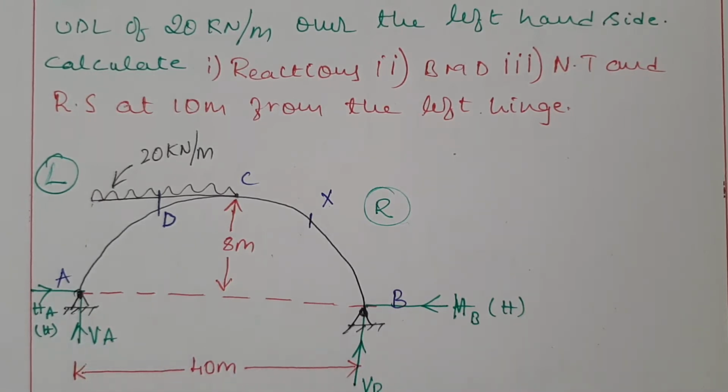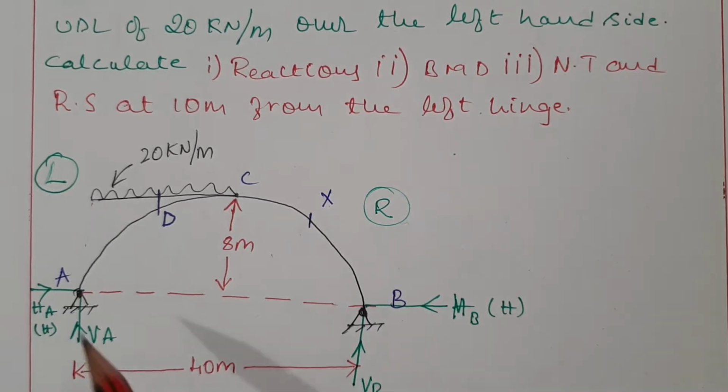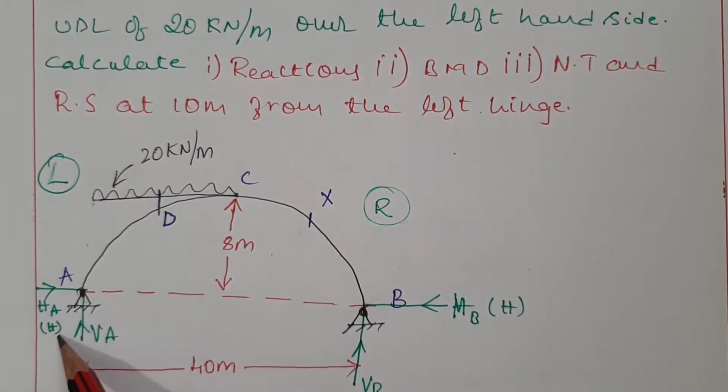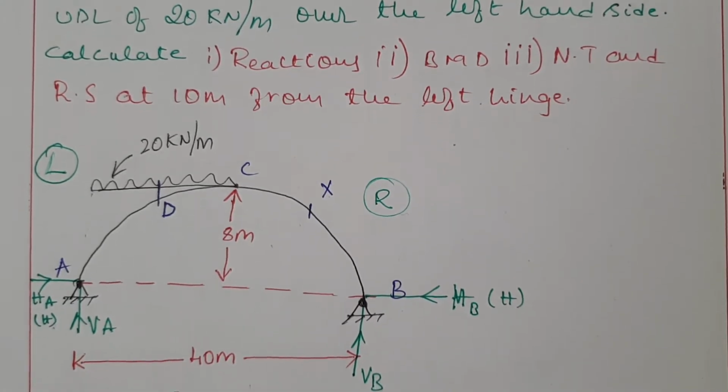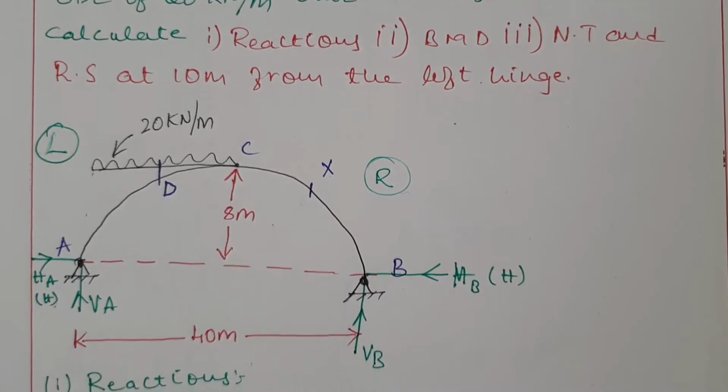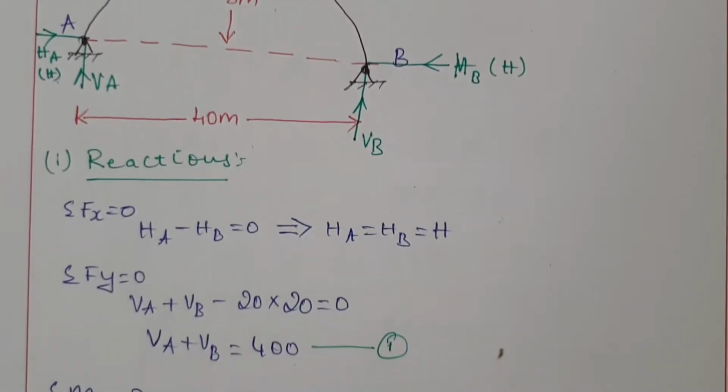So first step, as you know very well, is to find the reactions. Second step is to find the rise and slope equation, third step is to calculate the bending moments, and fourth step is to draw the bending moment diagram. Fifth step is to find the normal thrust and radial shear. Same procedure we are following now. So first we have to calculate HA, which we can call H, because HA as well as HB are the same.